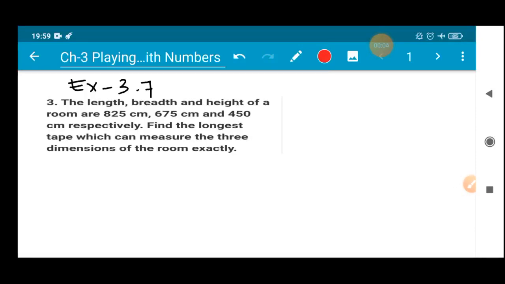So in today's class we will be doing question number 3, 4 and 5 from exercise 3.7. In our last class, as you know, we have done till question number 2. So let's start question number 3.